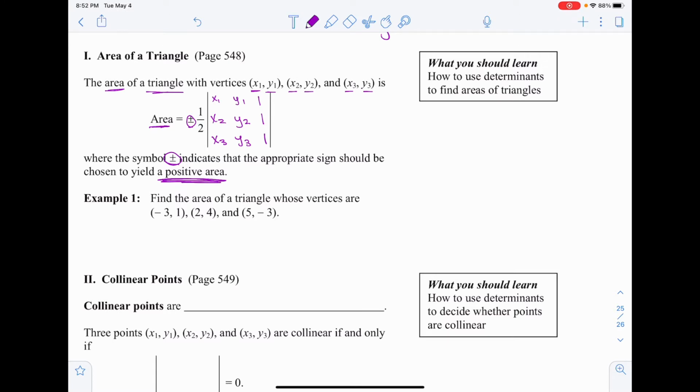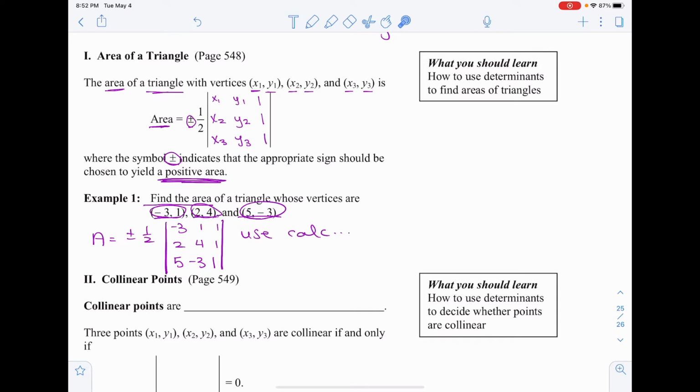So for example, if I wanted to find the area of the triangle with these vertices, I'm going to set this up, A equals plus or minus 1/2 times, and I'm going to set up my 3 by 3 matrix. Here we go, -3, 1, 1, second point 2, 4, 1, third point 5, -3, 1. Go ahead and put this in your calculator. You're going to use your calculator just like we've been practicing. Type in a new matrix, make it a 3 by 3, type in the values of -3, 1, 1, 2, 4, 1, 5, -3, 1.